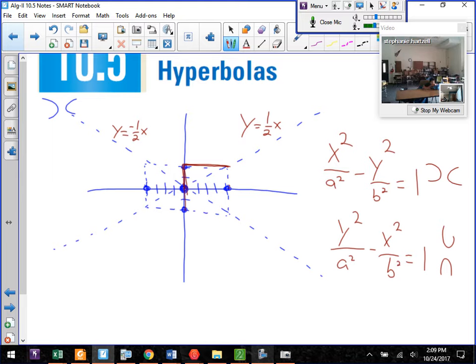Yesterday, when we found that value of c for your focus, remember it was a squared minus b squared? Well, today, it's the opposite of that. It'll be a squared plus b squared. So our focus, you find it at a squared plus b squared is your c squared.